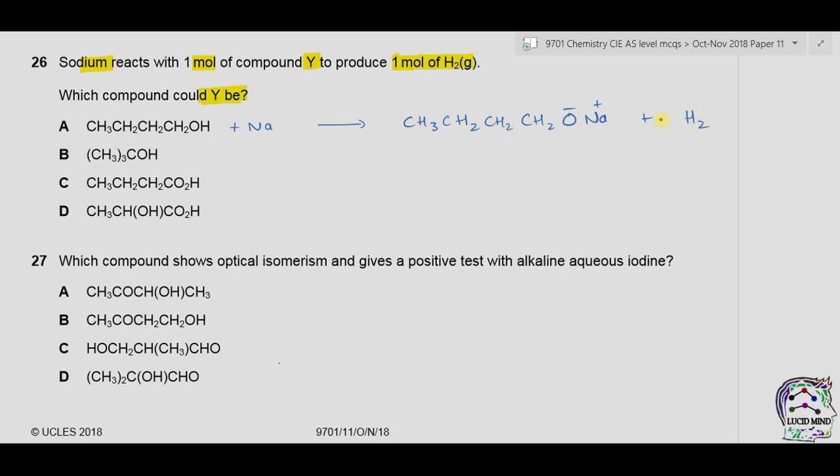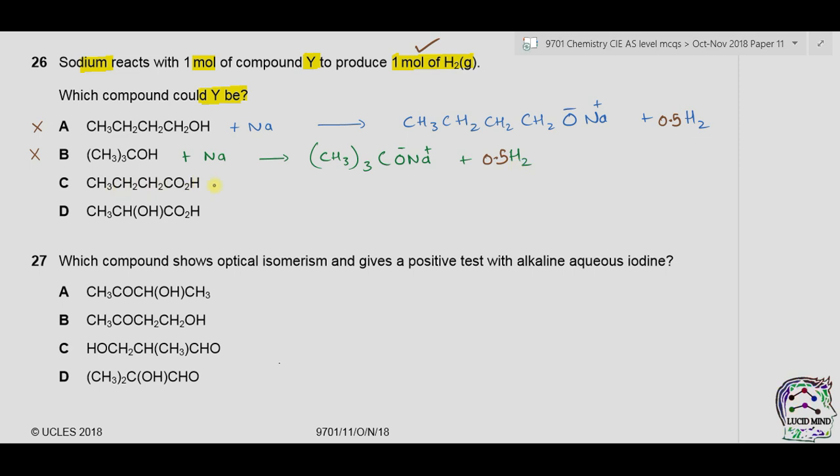Now we can balance this equation by writing 0.5 with hydrogen. So now 0.5 moles of hydrogen gas is produced by this compound. As we want 1 mole of hydrogen, A is incorrect. Similarly, B is also an alcohol, so it will form alkoxide with sodium. Again, we can balance this equation by writing 0.5 with hydrogen. So B is also incorrect as half a mole of hydrogen is formed.